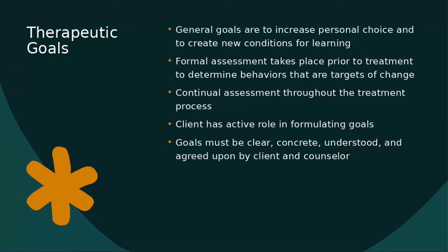As we've already talked about, formal assessment takes place prior to treatment to establish baseline levels of behavior and to determine behaviors that are targets of change. And then there's continual assessment throughout the treatment process to see if those behaviors are changing. The client plays an active role in formulating goals, and the goals must be clear, concrete, understood, and agreed upon by both the client and the counselor. And then, you assess your progress toward those goals throughout therapy.